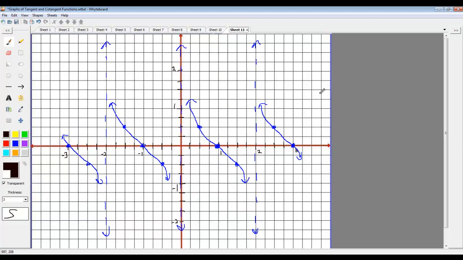Alright, so there you go. So there's a little bit about tan, a little bit about cotan. So now you can have your hand at trying to graph these and practice in your homework. But there's the basics about them.